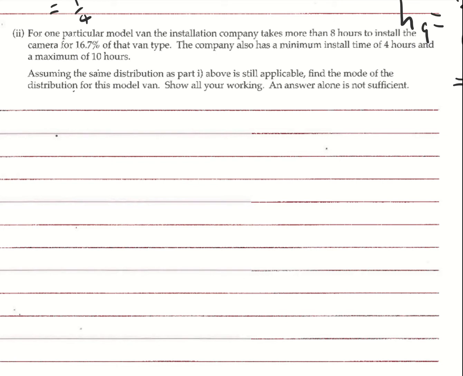Okay, so this is another triangular one, but it's giving me less. For one particular model van installation company, it takes more than 8 hours to install a camera for 16.7% of the van type. A company also has a minimum of 4 and a maximum of 10. So I've got a minimum and maximum. It's at least rectangular, could be triangular, and it says assume the same distribution as part 1, which was triangular, and is still applicable. Find the mode, so we want the most common.